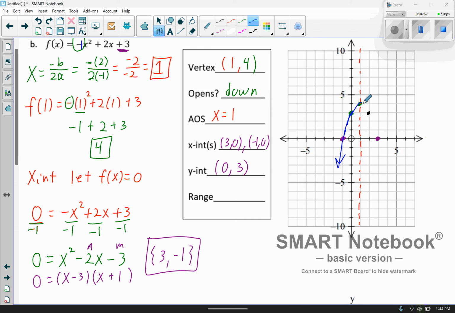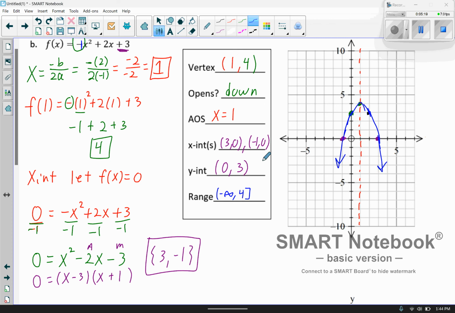Here we go. All right. And then my range, let's see. So I'm unbounded below, so that's going to be negative infinity. And then top, I have a boundary right here. I hit at 4. 4 is as high as I'm going to go. And there we go. There's my range.